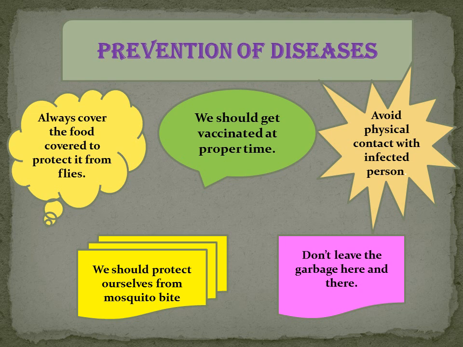The second one is that we should get vaccinated at the proper time. We should avoid any physical contact with the infected person. We should maintain a distance from the infected person to protect ourselves. Next is we should protect ourselves from mosquito bites. How can we do this? We can use nets or mosquito repellent creams. We can spray pesticides and insecticides to kill the mosquitoes in our surroundings.